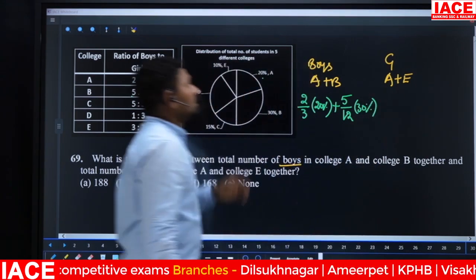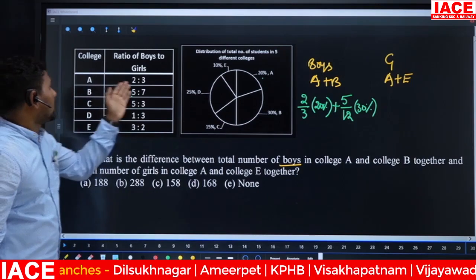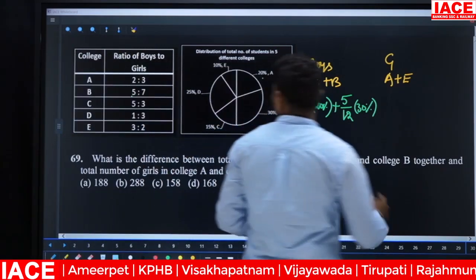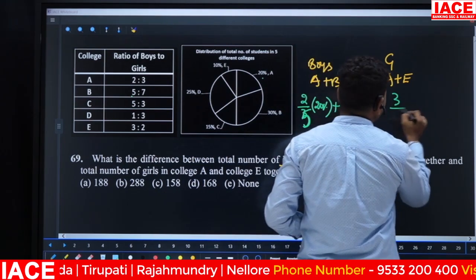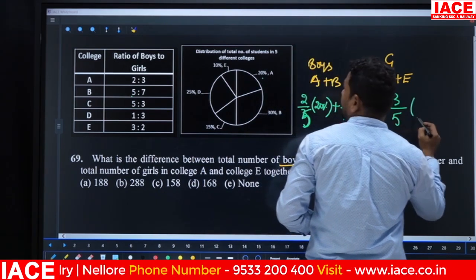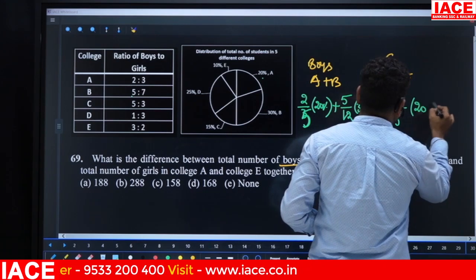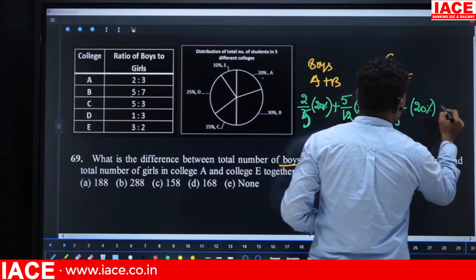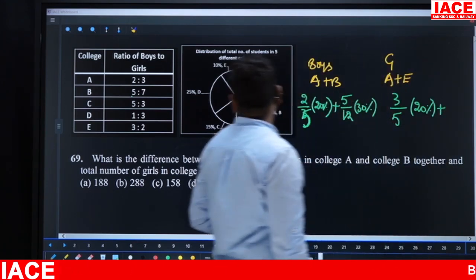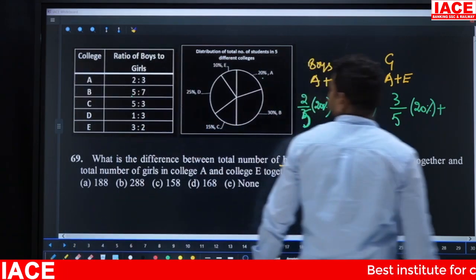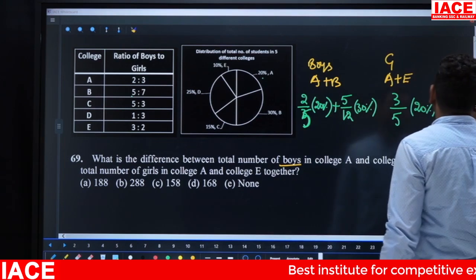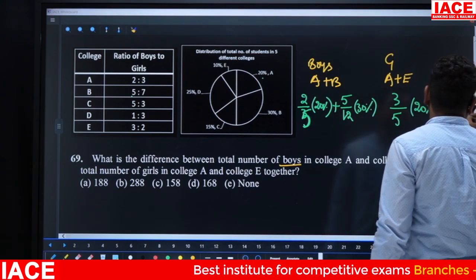And for girls we need A. It is 2 by 3 for boys, so girls is 2 by 5, sorry, 3 by 5. 3 by 5 of 20%, plus E value, we require 10%. Out of 10% we need girls, then 2 by 5 of 10%.